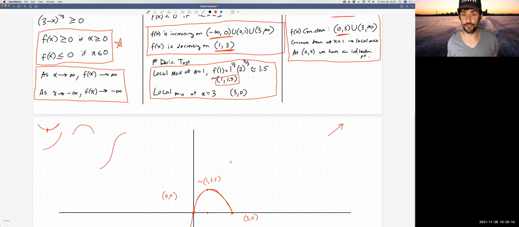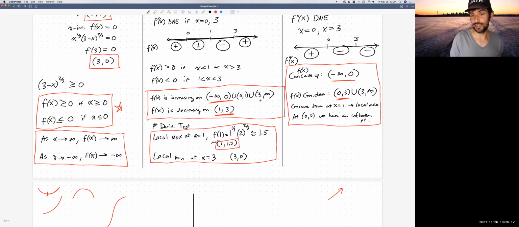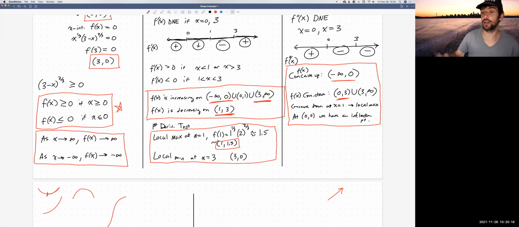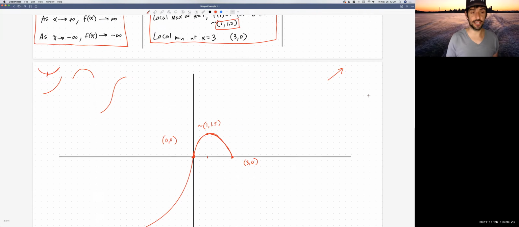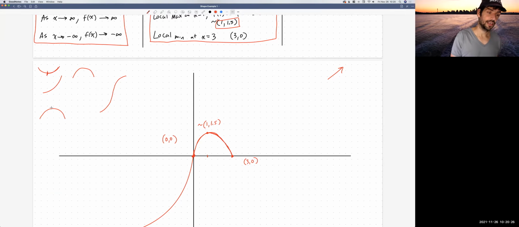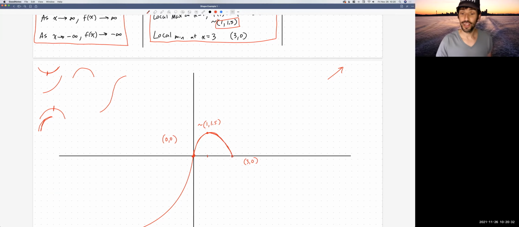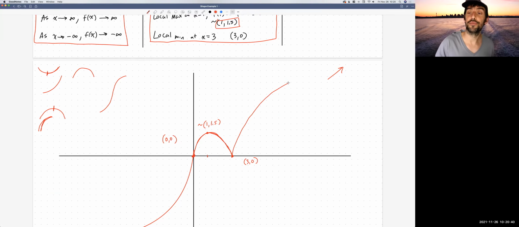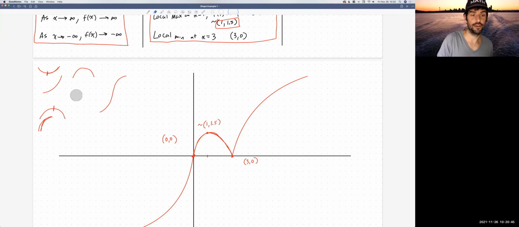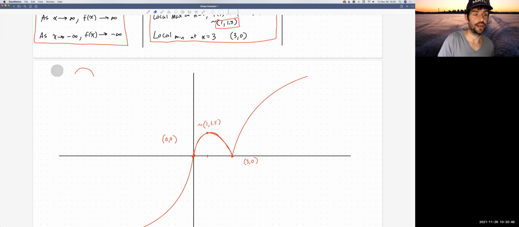Now, what happens after 3? We are increasing again from 3 to infinity. So we're increasing from now on, and we're concave down. Concave down is like this. The only way we can be concave down and increasing is this part of the shape. So what we've got here is a little corner. We know we hit this minimum here. That was one of our local minimums. And then we must do something like this. And there is a sketch of that graph.